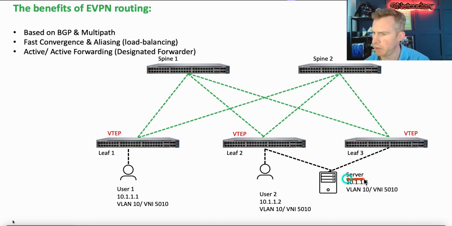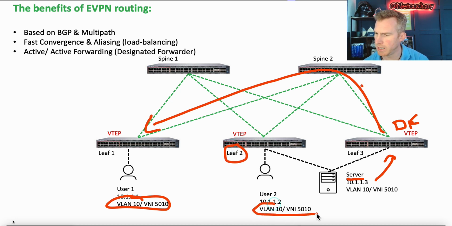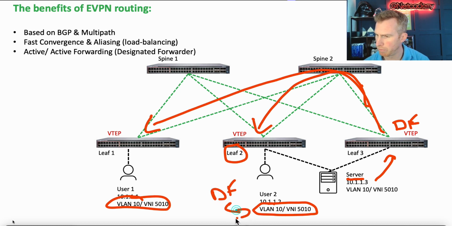But what about when the server sends bump traffic up to leaf 3, which happens in this case to be the designated forwarder? Well, the designated forwarder is still then going to send that bump traffic over to remote VTEPs that are in the same VNI with that same VLAN. But because leaf 2 also is interested in VLAN 10 VNI 5010 traffic, when that bump traffic comes down to leaf 2, because it is not the designated forwarder again for VLAN 10 for VNI 5010, it's going to drop those packets right there.